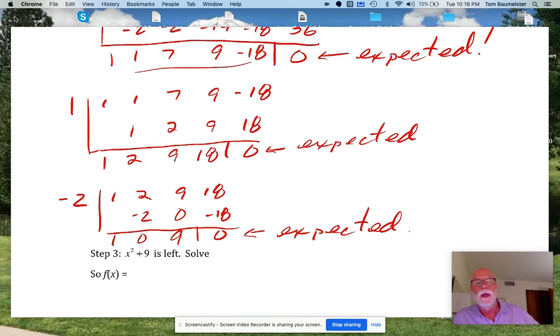Okay, so now what are we left with? Again, that's our remainder. Remember, this is our constant. This here would be our x, and this here would be our x squared. So we have x squared plus 9 left. And again, remember, that is equal to 0. So we're just going to solve that.